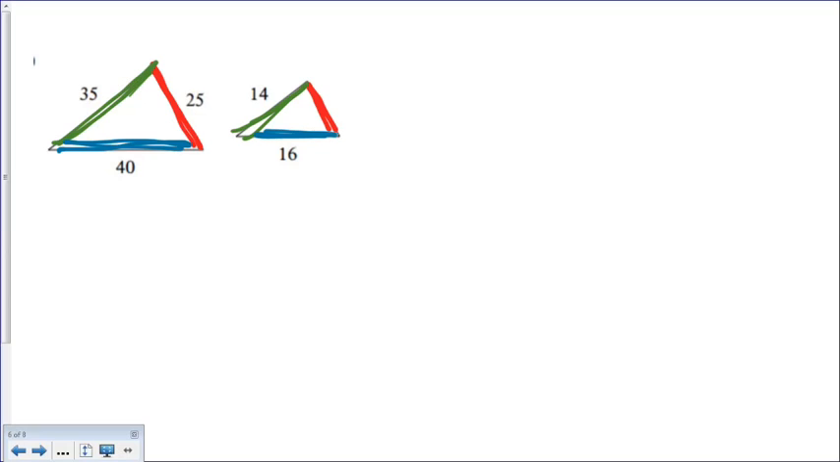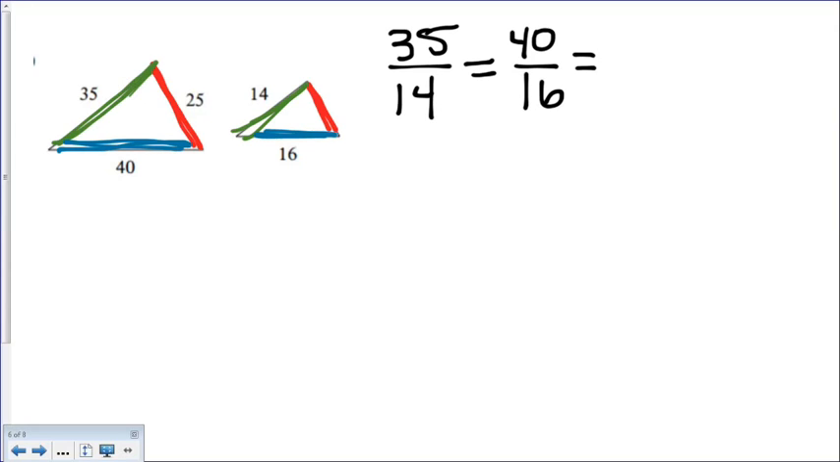Okay? So what they're saying is, if I were to write, again, let's do the greens, big to small, 35 over 14 should equal, let's compare the blues, big to small, 40 over 16, which should equal 25 over x. We don't know what x is. Okay? So if I were to solve this proportion, again, I have 3, but that's okay. We can do one at a time. Let's start by reducing. 35 and 14, 7 goes into both. 7 goes into 35 5 times. 7 goes into 14 twice.